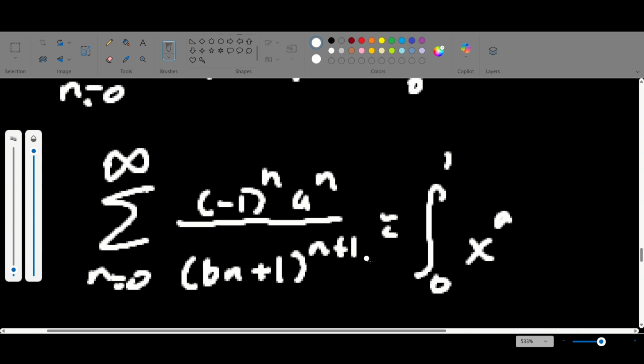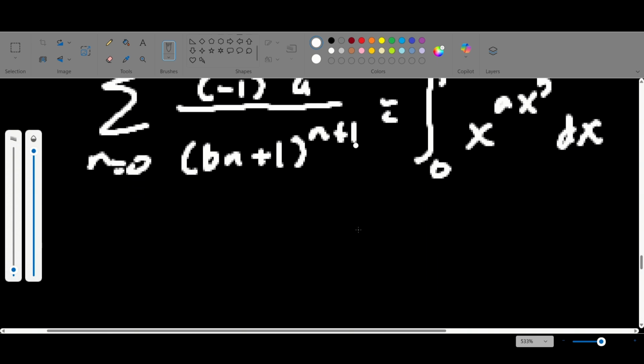That is equal to the integral of x to the ax to the b with respect to x for all a and b greater than or equal to 0.